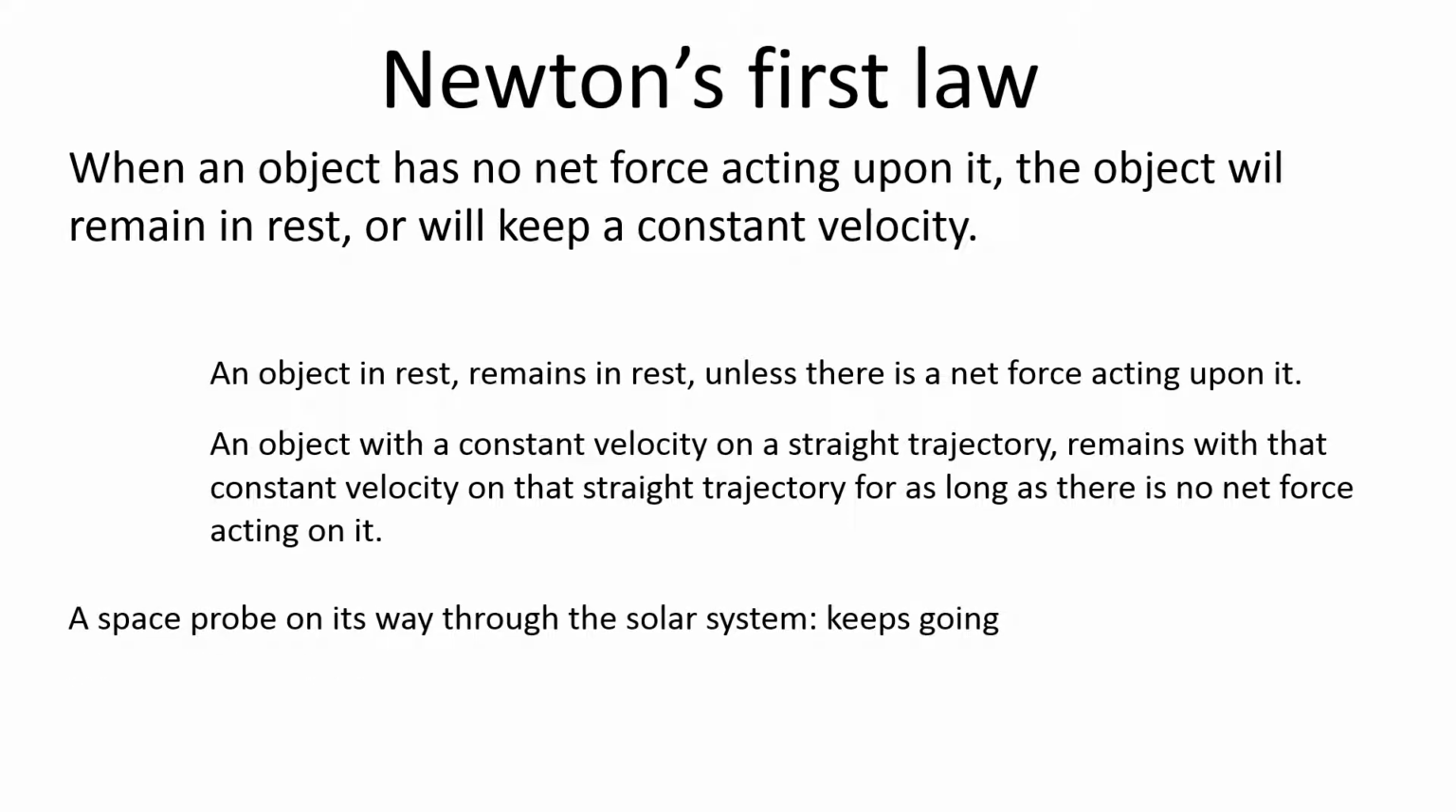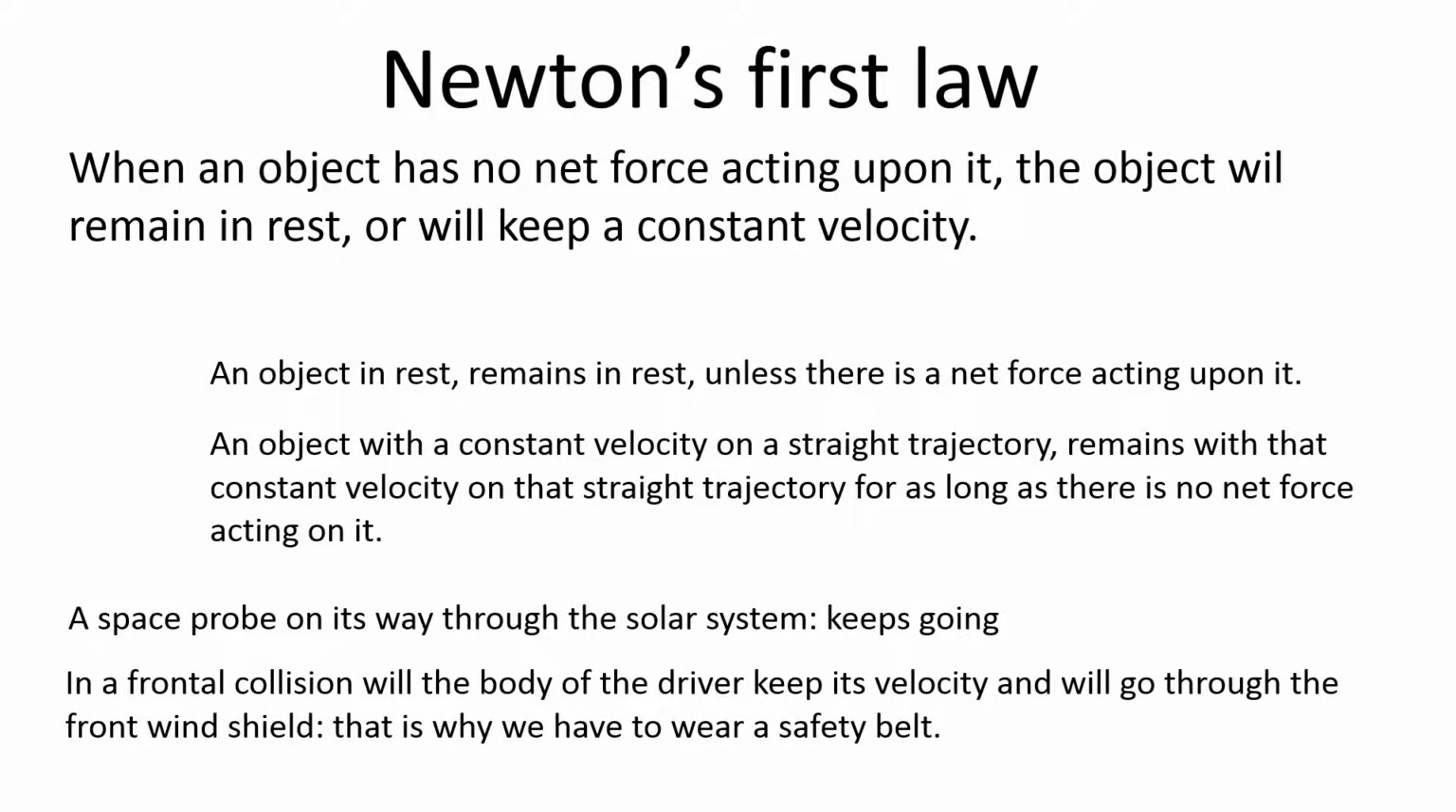For example, a space probe on its way through the solar system. It just keeps on going. It needs no extra motor or extra accelerations to keep it going. It just has nothing to stop it, so it keeps on going. A bit like the ball bearing on my table. It just keeps rolling and rolling. Of course, in the end it will stop because there is still friction. But the less friction, the longer you will go. No friction, you keep on going. Or, in a frontal collision, the body of the driver keeps its velocity, and it will go through the front windshield. That's why we have to wear a safety belt.